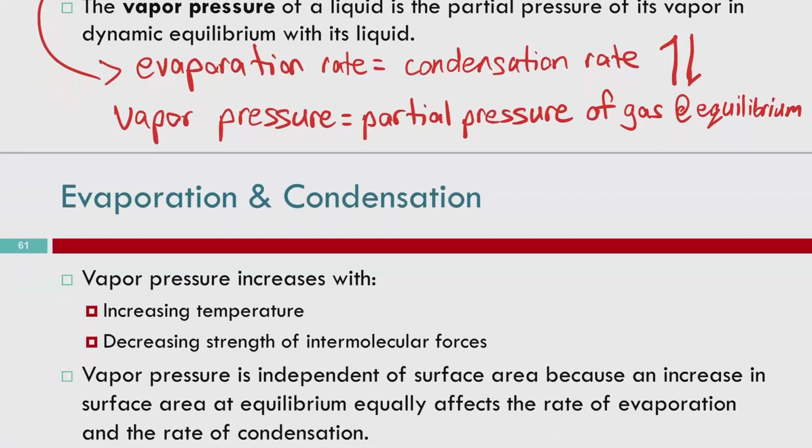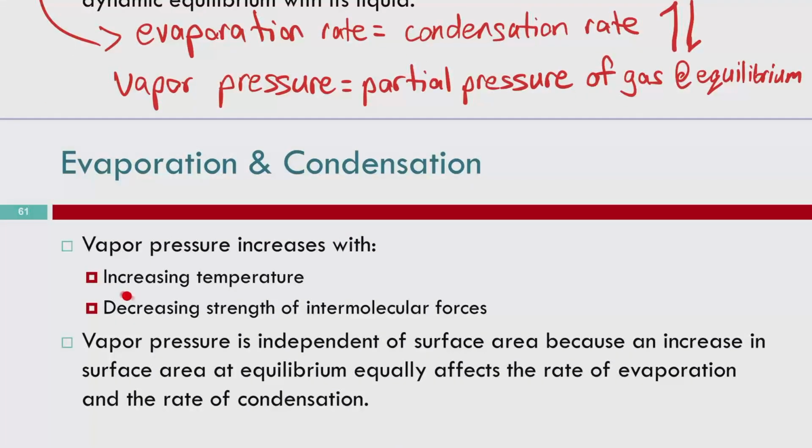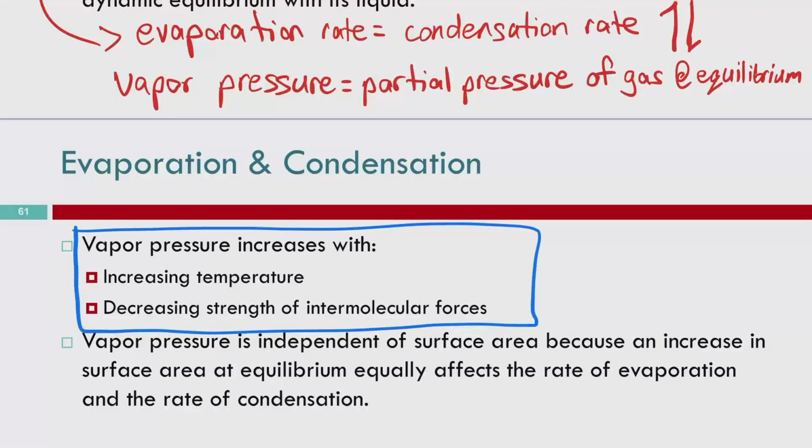Vapor pressure changes with two things. Vapor pressure changes with increasing temperature and decreasing strength of intermolecular forces. I'm going to actually delete that. So this looks similar to the things that increase the rate of evaporation, but we only have two things instead of three things. We've got increasing temperature.